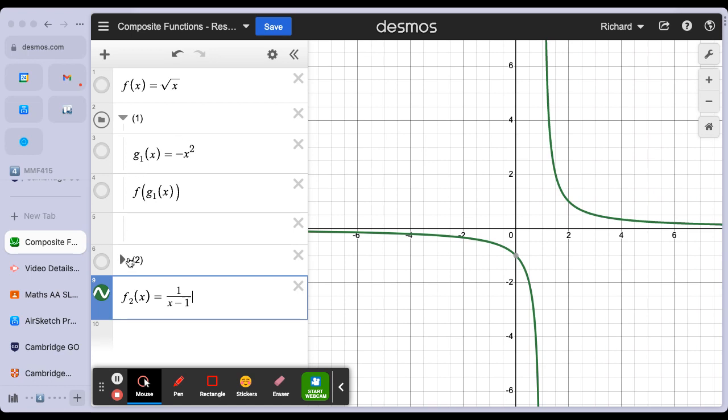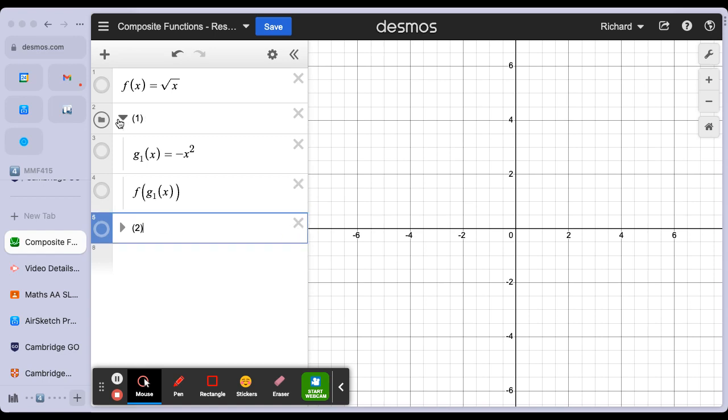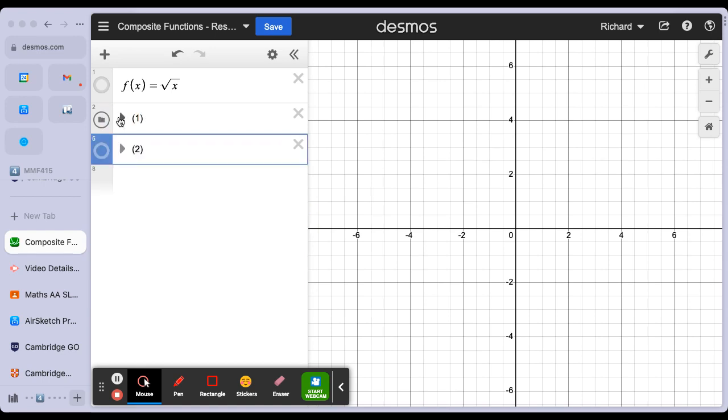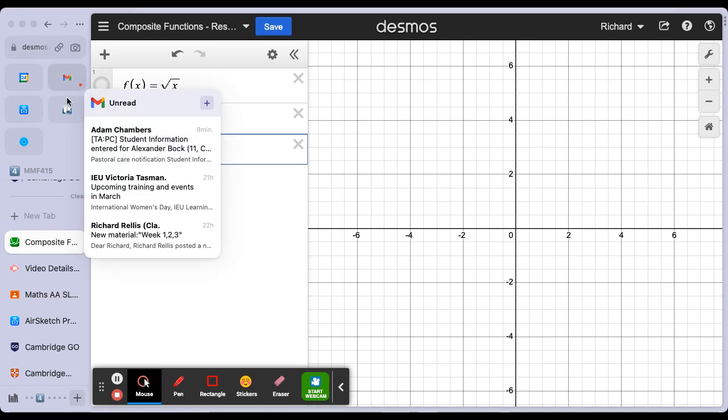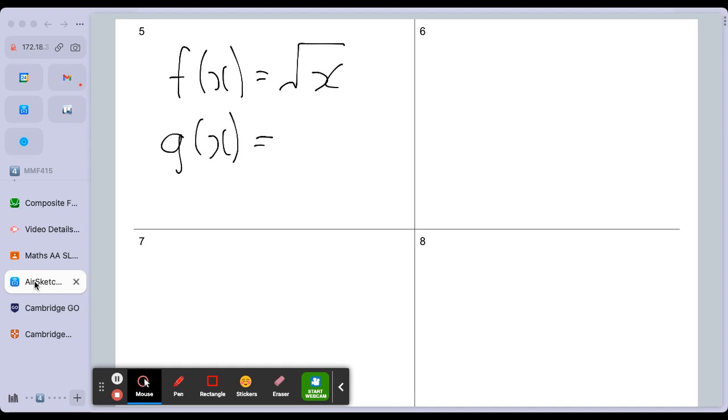Okay, consider this as the next function then. I'll just get rid of these just so it's less confusing. We've got f of x equal to the square root of x. So we'll start with that pair again. Not the pair, just the first one. And we've got g of x is equal to, what did I say? Negative x.